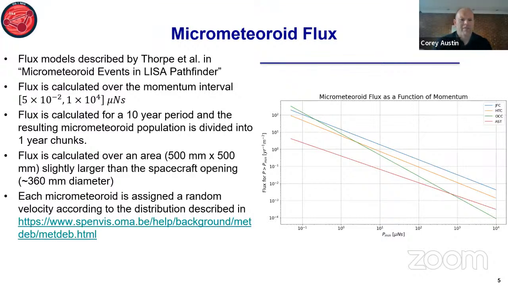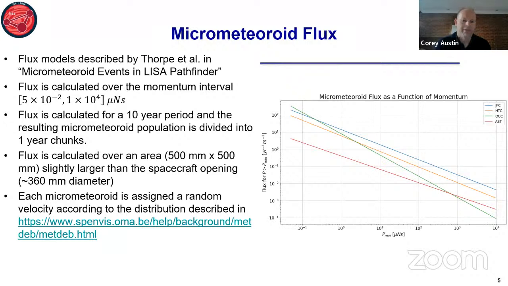The flux is calculated over a 10-year period, and then the resulting population is divided into 1-year chunks. This is done because the flux has a time and an area component, and if you only calculate over 1-year periods, then there's a chance that you miss out on some of the larger micrometeoroids. So the population is calculated for the entire 10-year period and then randomly divided into 1-year chunks and then applied as we want to look at it.